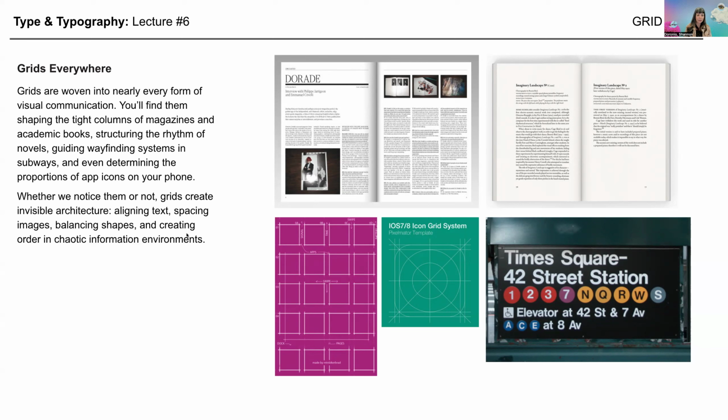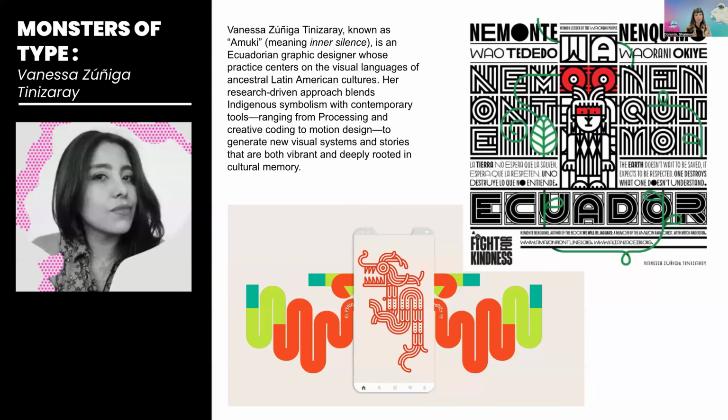So whether we notice them or not, grids create invisible architecture that aligns text, spaces images, balances shapes, and creates order in chaotic information environments. So think about navigating a subway, right? These subway signs, this gridded layout, color coded, rigid typographic system so that you don't have to relearn the system with every new station, right? You can move from one station to the next and instantly know which sign is the sign that has the information you need to get to your next place.